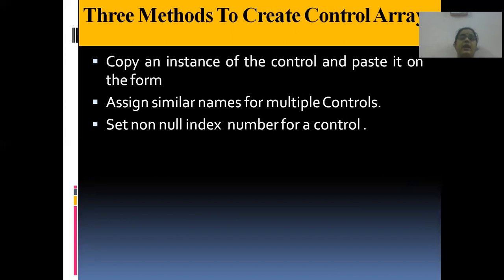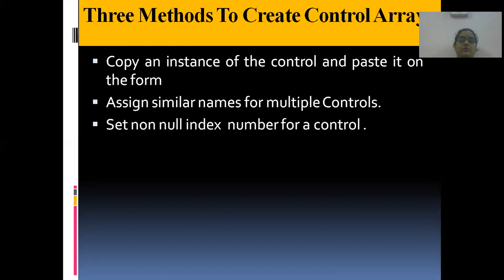The second method is to assign similar names to the multiple controls. Whatever multiple controls you use in Visual Basic, you have to assign the same name to the multiple controls. And the third important property is to use a non-null index for a control.